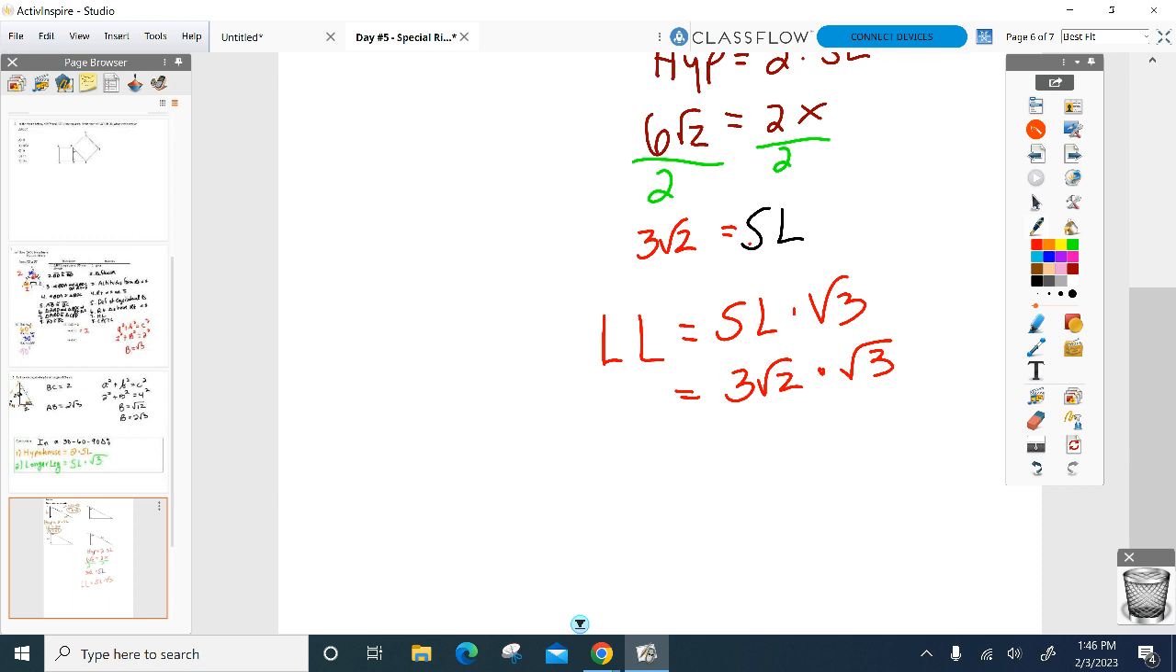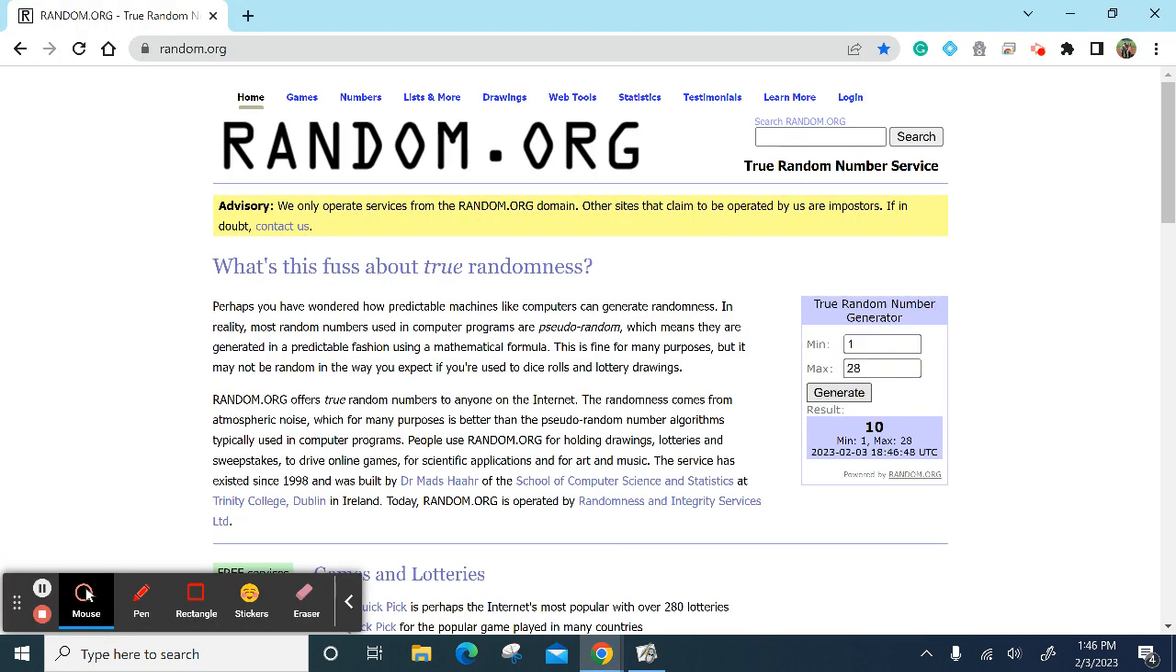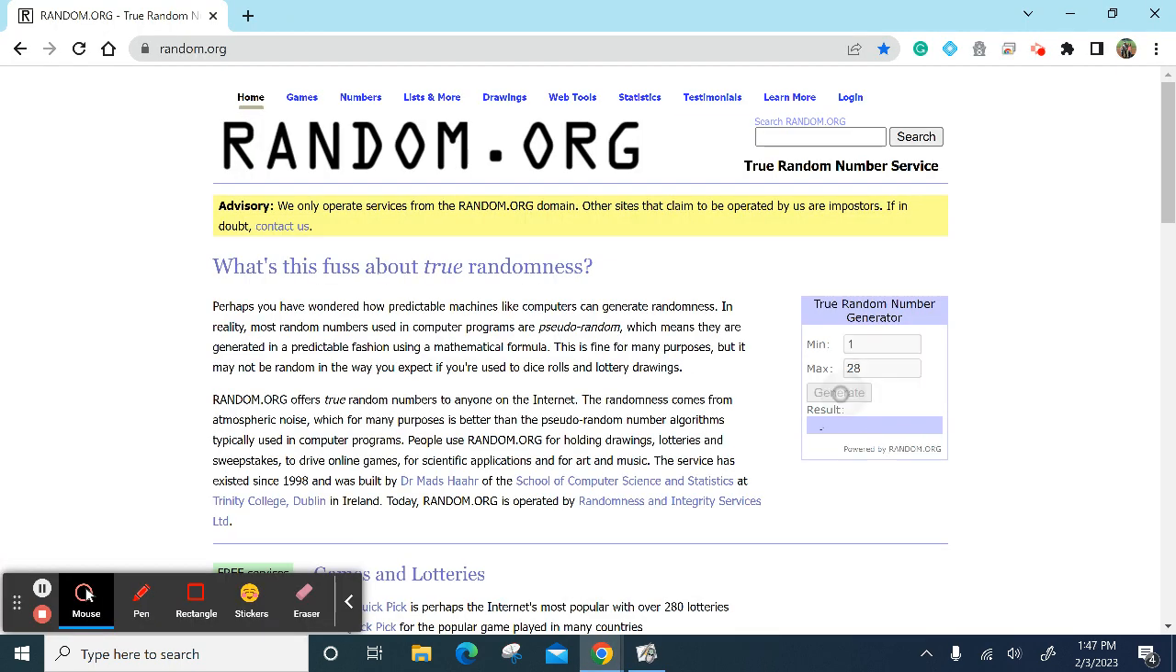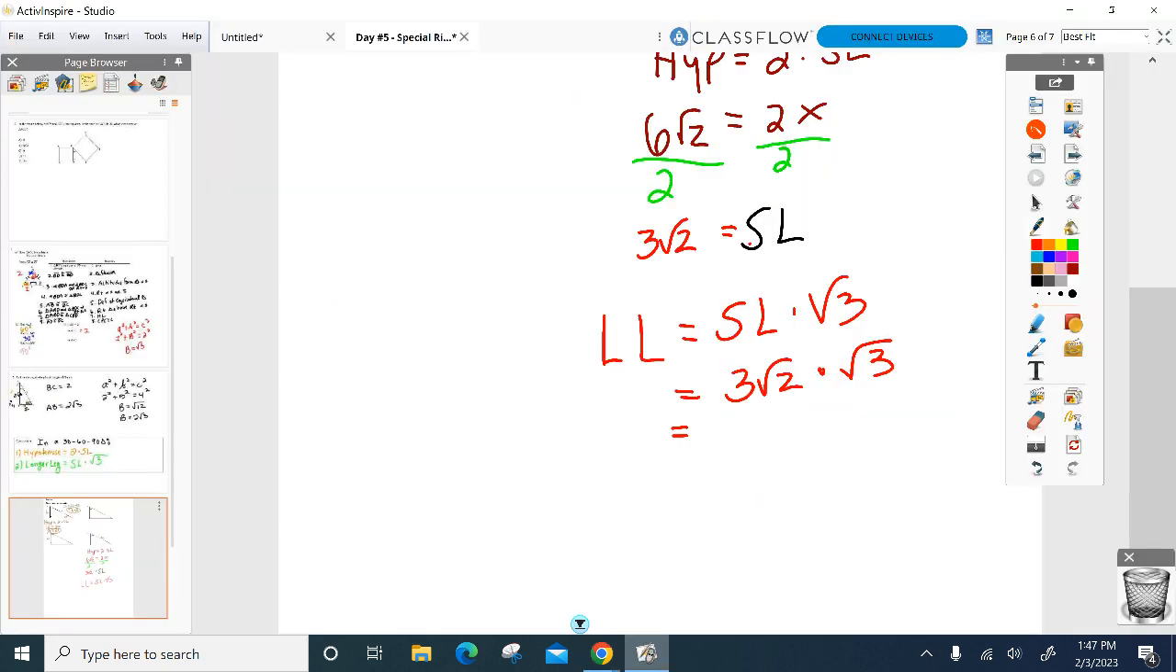Can I multiply those? Yeah, you can. If I put a plus sign, no, but I can multiply them. What do you think here when I multiply those two? 3 radical 6. Thank you. Longer leg. Good.